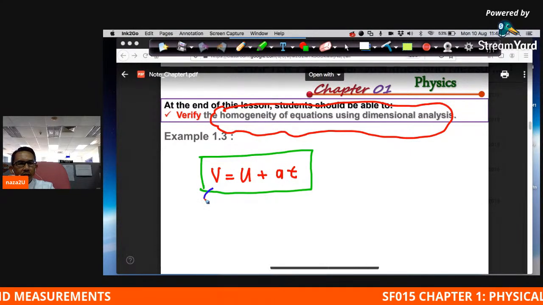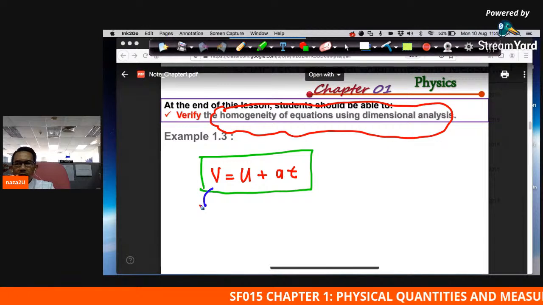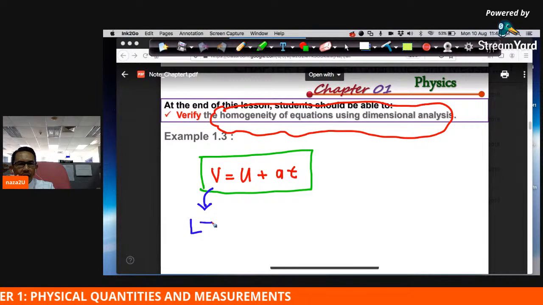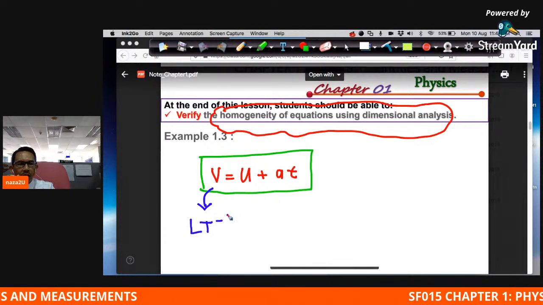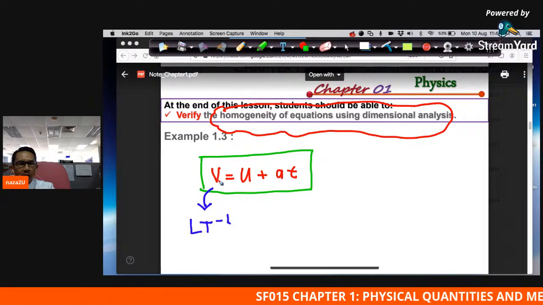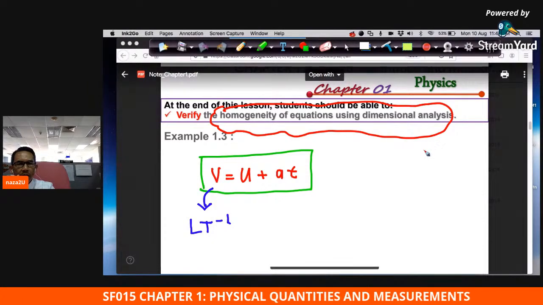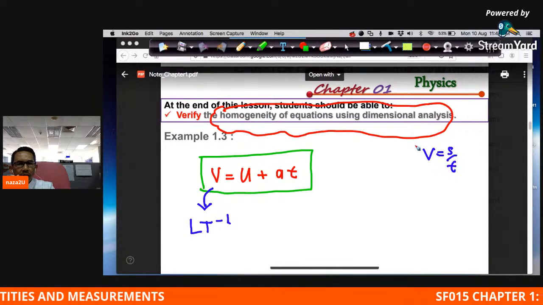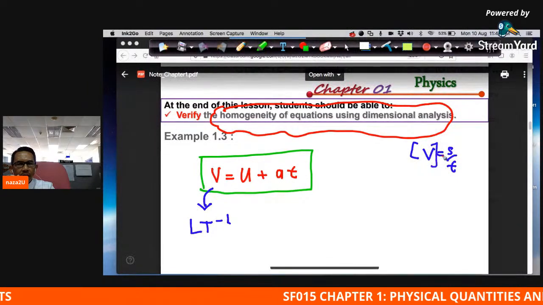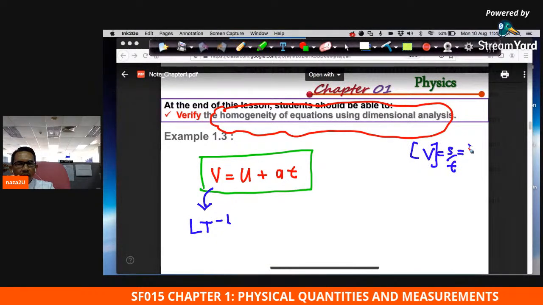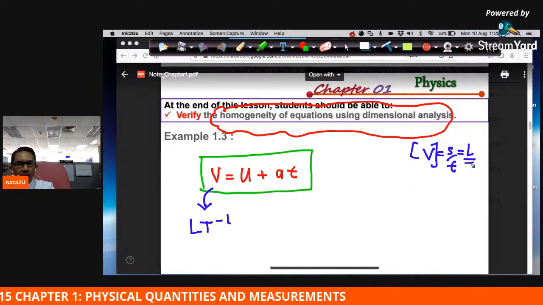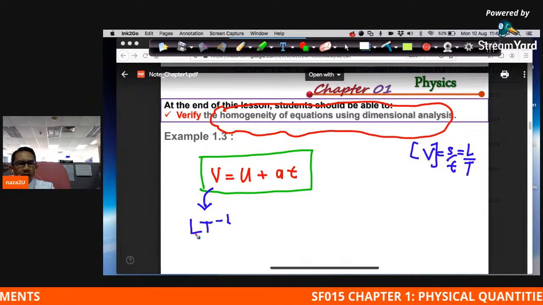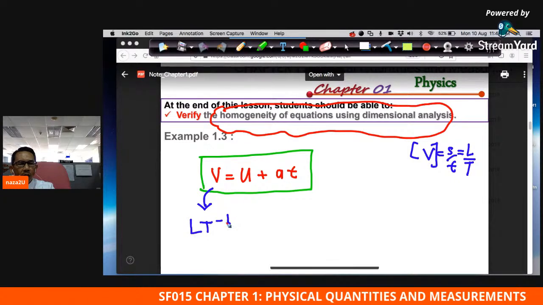So V here is a velocity. So velocity, as you know, dimension is LT minus 1. So this is dimension for the velocity. Kan kita dah bincang tadi, velocity is a distance divided by time t. So dimension of the velocity, because S over T, S is a L, T is time, T. That's why the dimension for the velocity is LT power of minus 1.